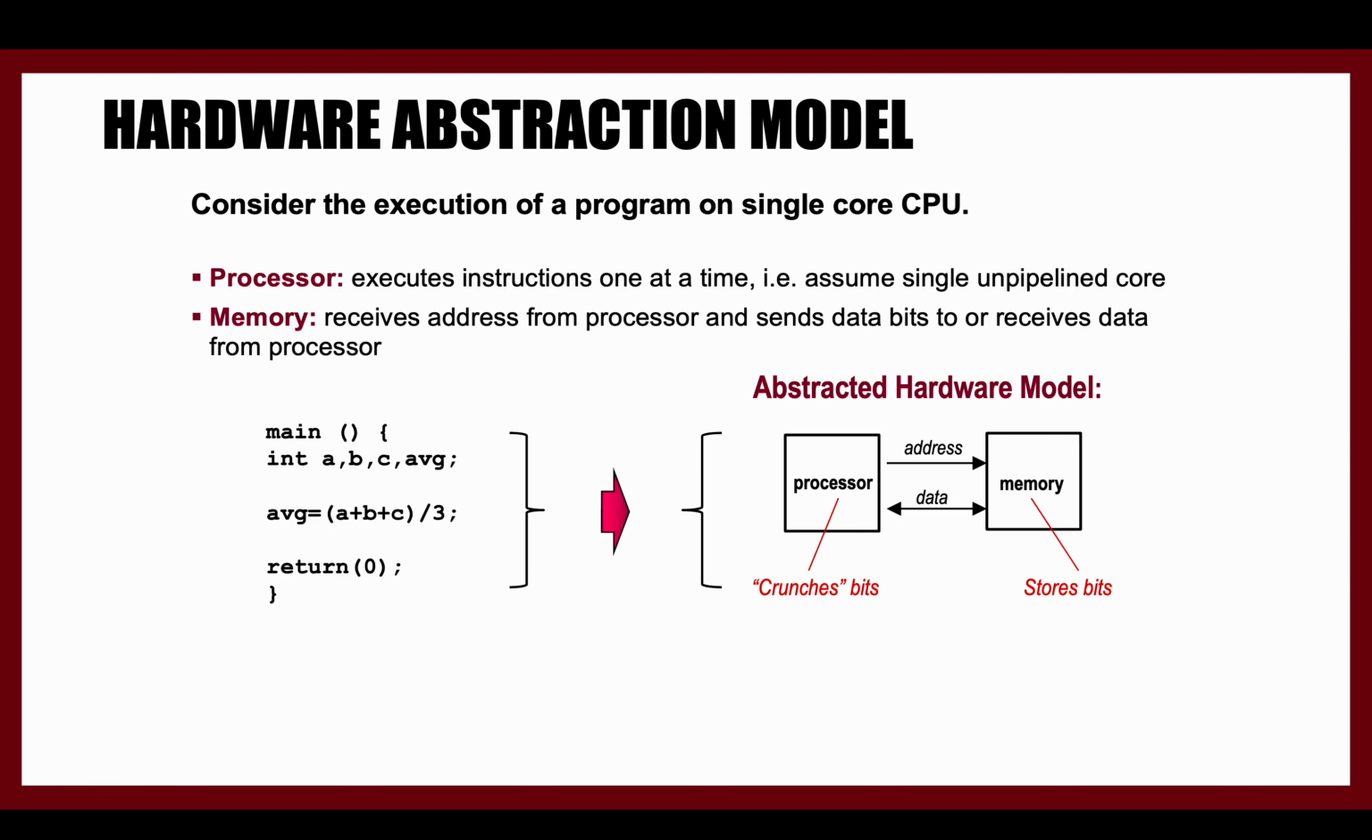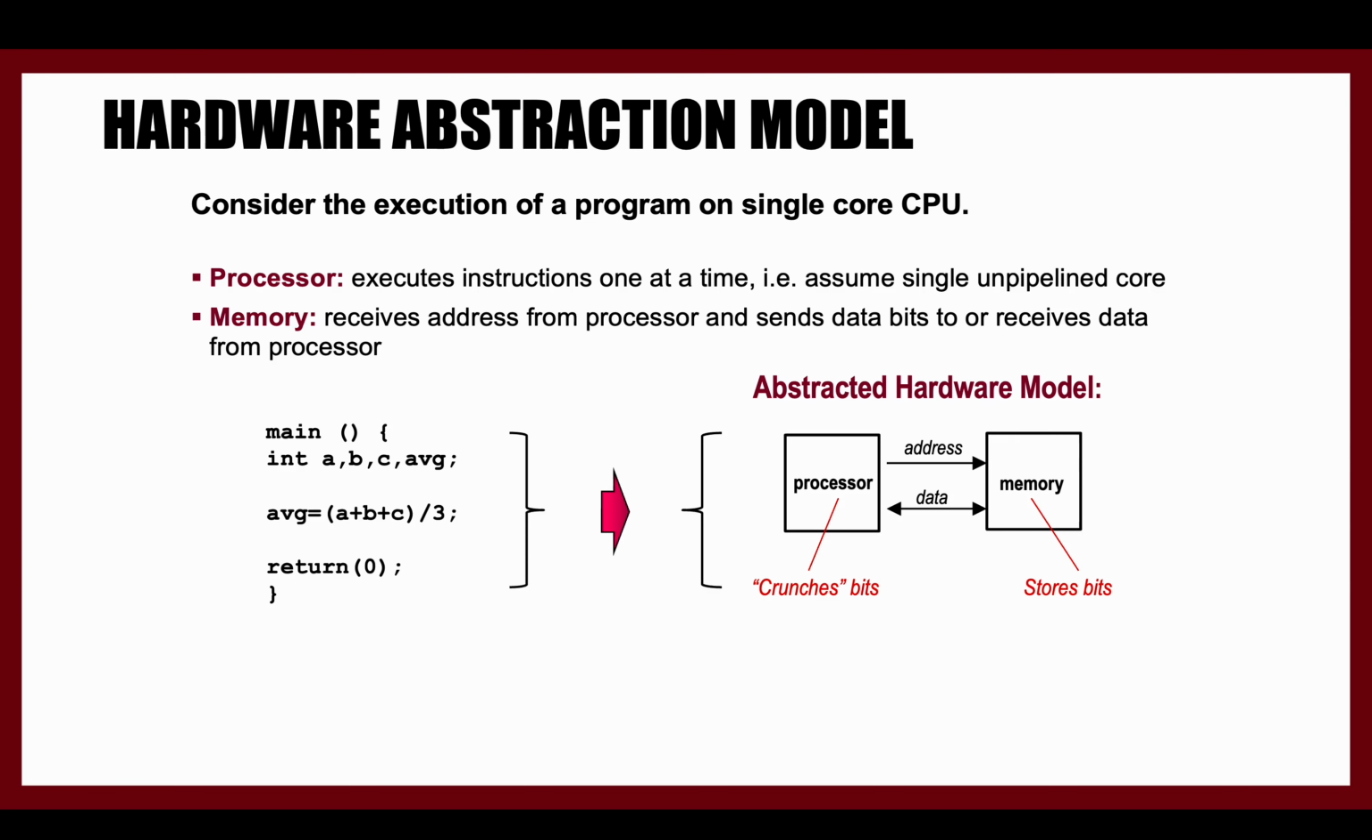Now, this is a basic C program to calculate the average of three integers as shown previously. We'll talk about the hardware model diagram. This is a visual representation of how the processor and memory interact. The processor sends an address to the memory when it wants to store or fetch data. The memory responds by sending or receiving data through the data line. The processor then processes or crunches the data. Memory stores the data bits.